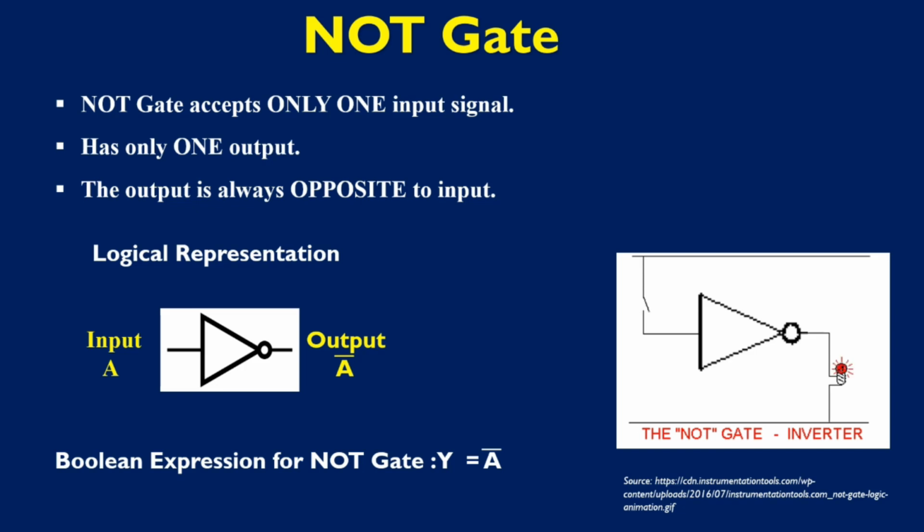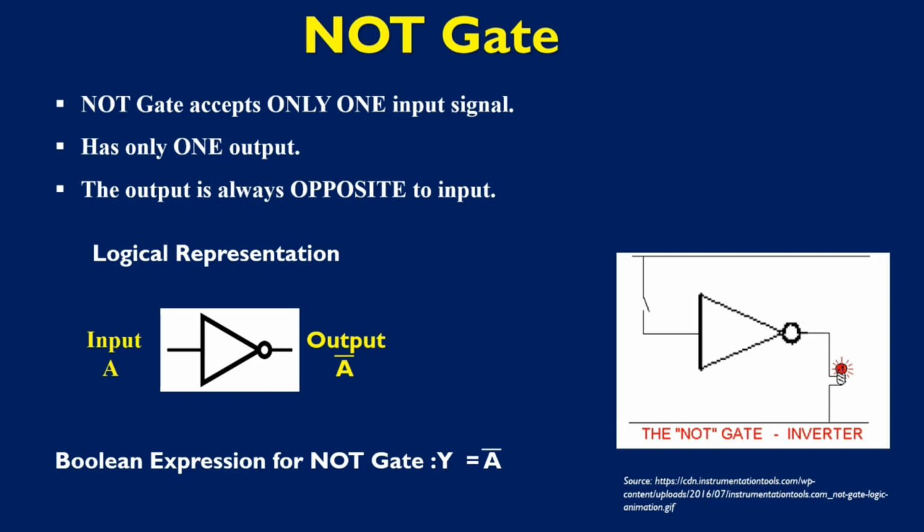The figure shows the logic symbol of the NOT gate. A is the input, then A bar is the output. The Boolean expression for the NOT gate is given by Y is equal to A bar. This is the simple electrical representation of the NOT gate.